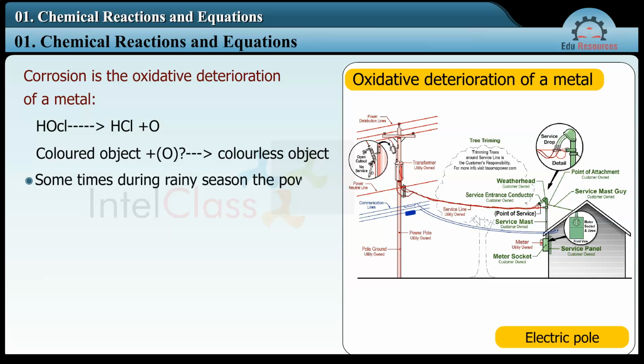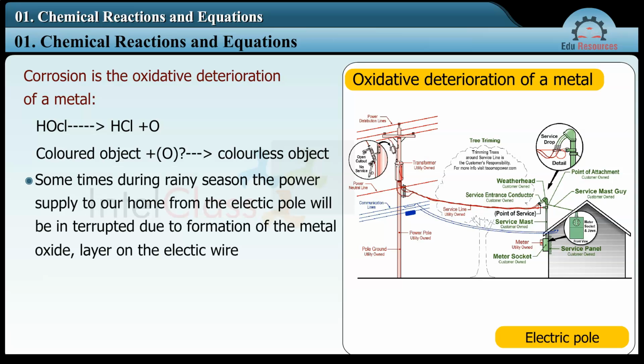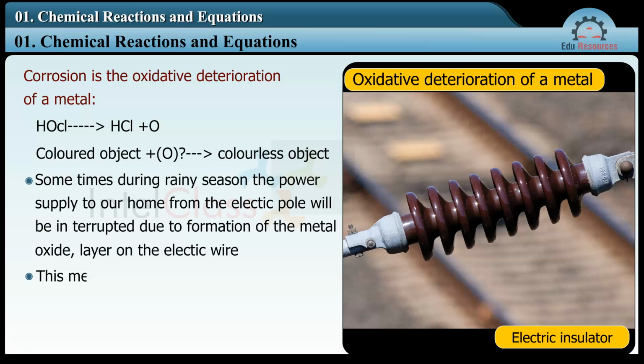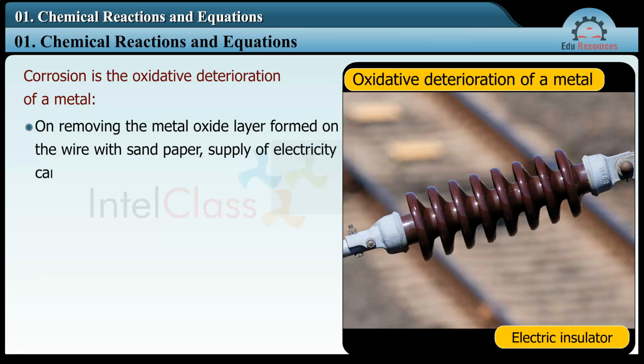Sometimes during the rainy season, the power supply to our home from the electric pole will be interrupted due to formation of a metal oxide layer on the electric wire. This metal oxide is an electric insulator. On removing the metal oxide layer formed on the wire with sandpaper, supply of electricity can be restored.